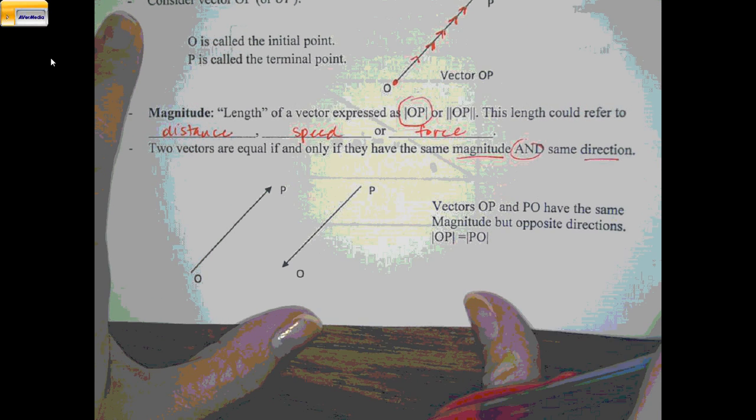So these are not equal vectors. Any questions so far? Okay, next page.